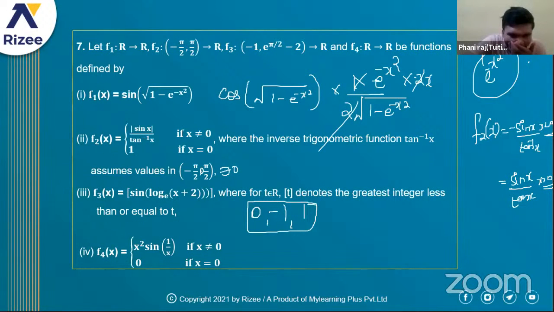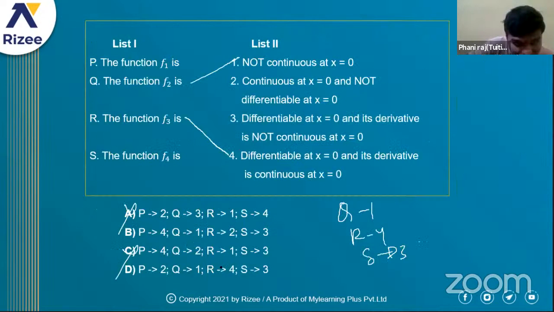So what did we get? We got q equal to 1, r equal to 4, s equal to 3. Since there is only one option with all this, 1, 4, 3, obviously D is the answer. Why was I even doing that? So this is not the right way to do it. I'm telling you this is wrong.